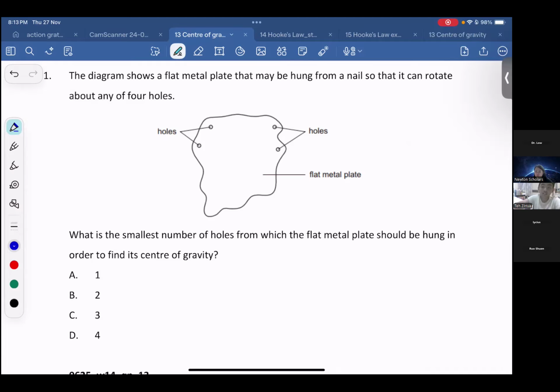No answer? This should be easy. Any of you? How many do we need in order to find the center of gravity? Do we need all 4 points? Zihua correct. Emily correct. Thank you. 2 is enough, at least 2, dear.